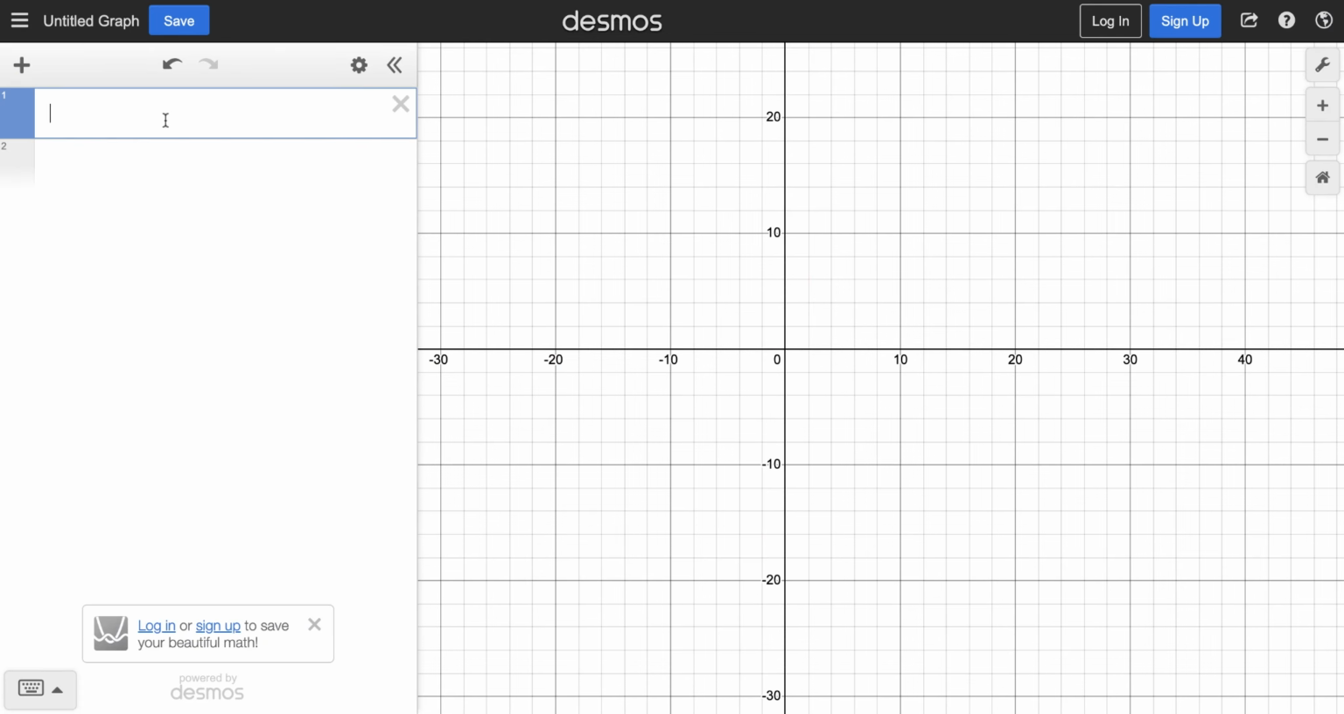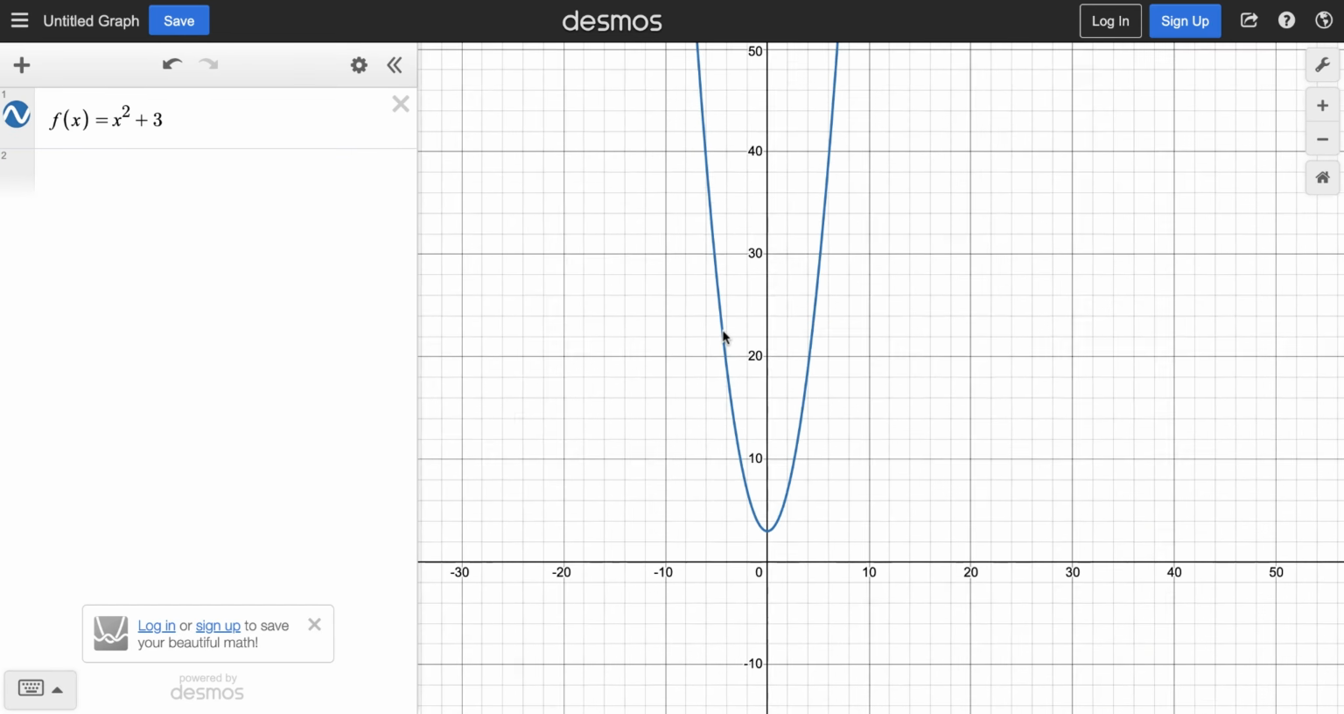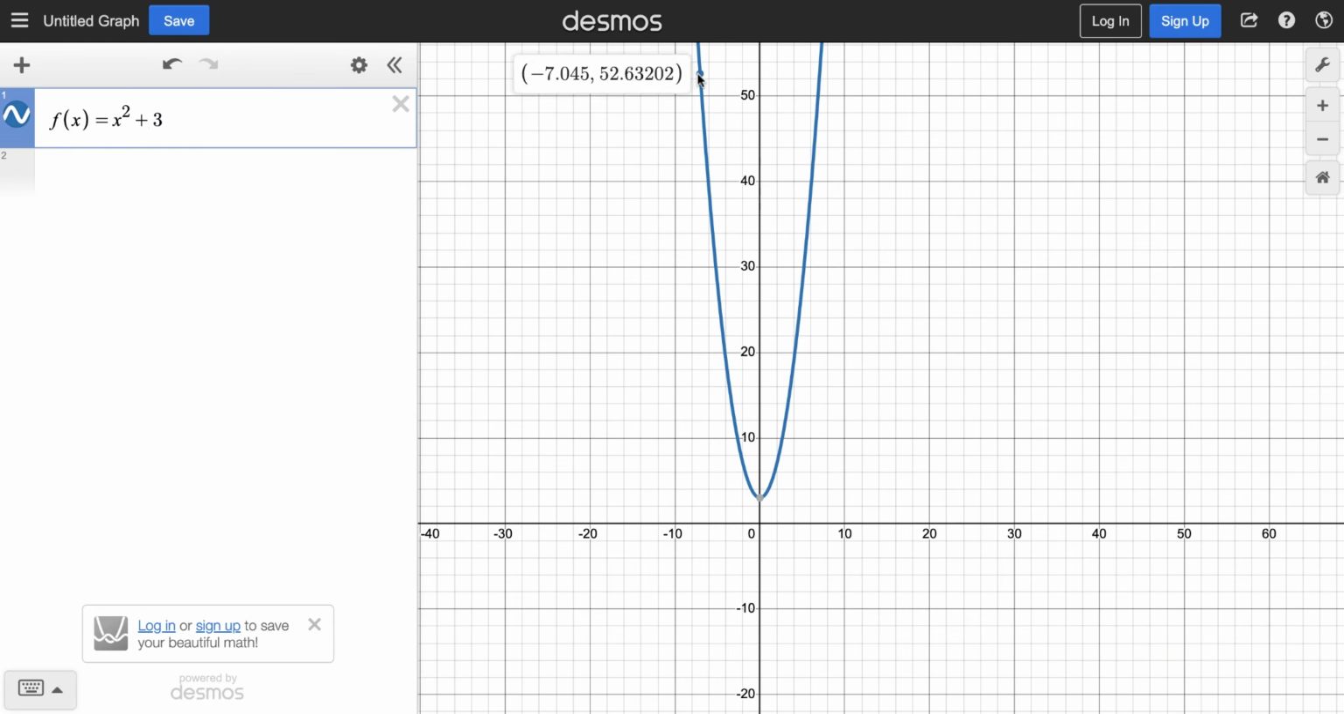Whenever you have a function, let's say f of x is equal to x squared, what the plus 3 does is it just moves it up 3 units. But notice how it's still symmetrical, right? Even if I add 3 to this function, the function is still symmetrical about the y-axis.